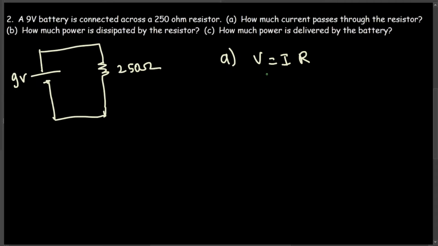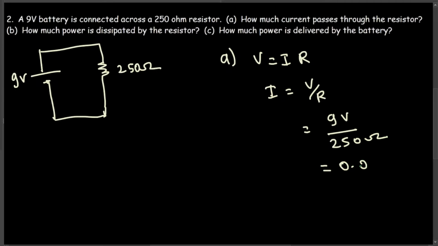Now using this we can find out the current. We just have to rearrange this equation: I is equal to V over R. V is 9 volts and R is 250 ohm. If you calculate, the current is going to be 0.036 ampere, and you can express this in milliampere as well, that is 36 milliampere. Okay, so now we have found the current. That's A part. Now let's look at the B part.